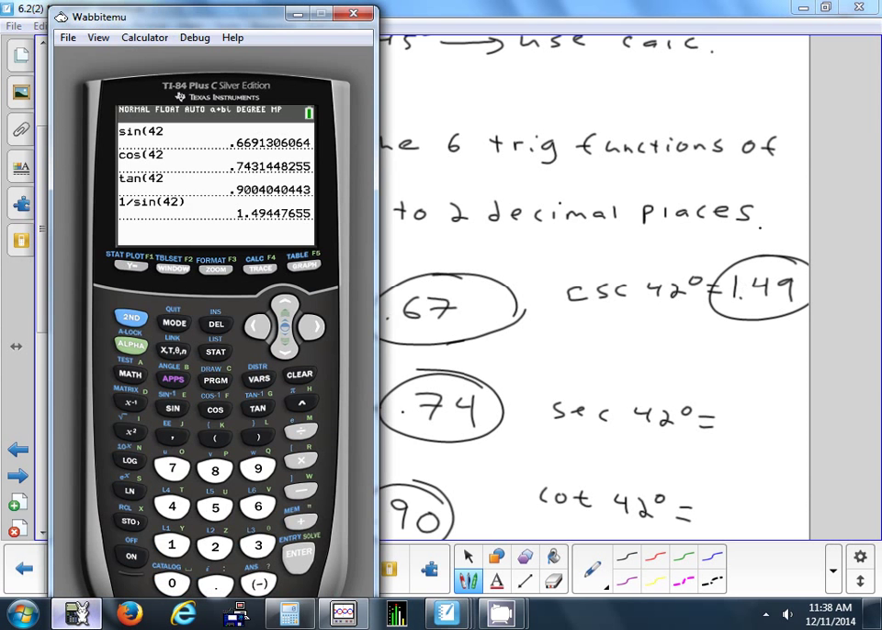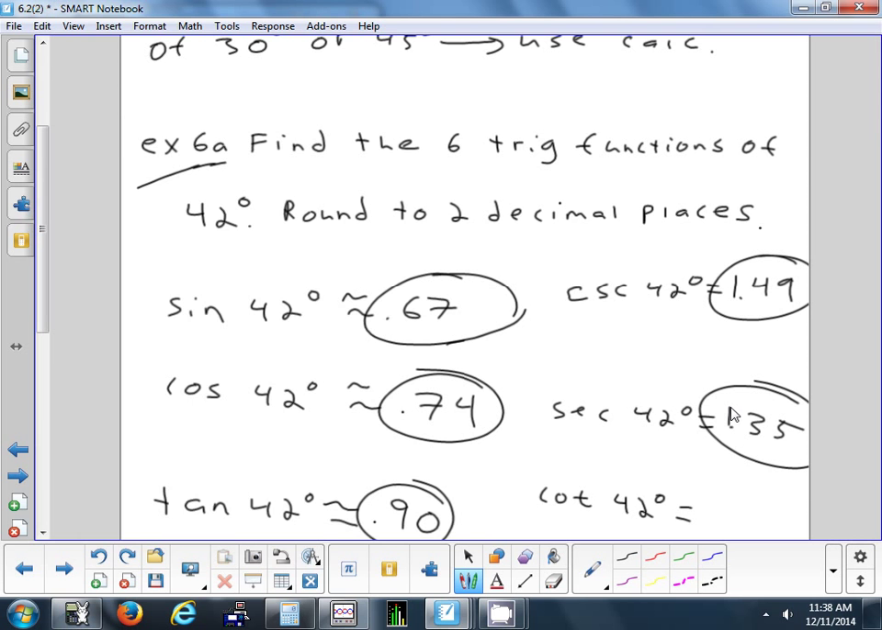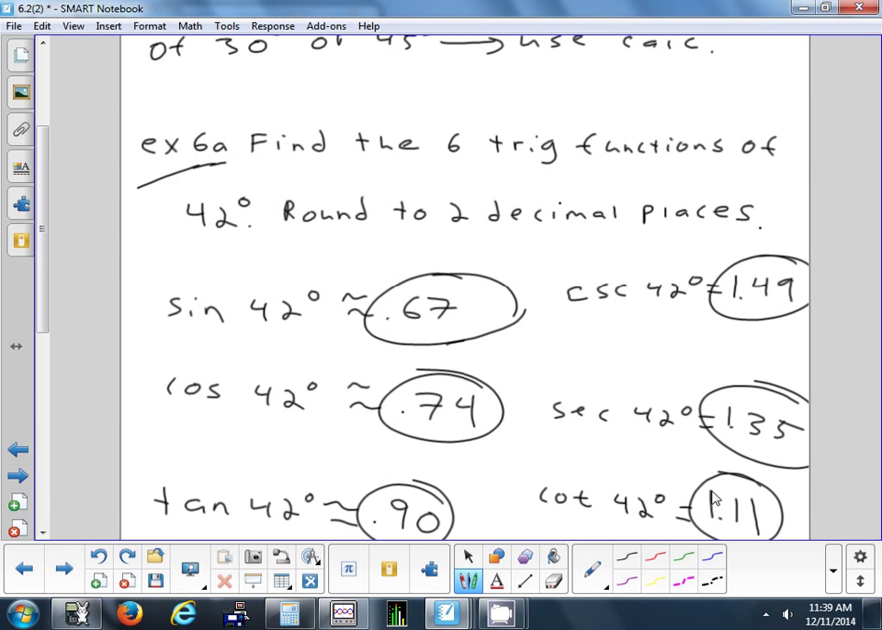Okay, take the cosine and flip it. That's your secant, 1.35. And the last one, take your tangent and flip it. That's how you get your cotangent, 1.11. Okay, any question on how you evaluate a trig function on a calculator?